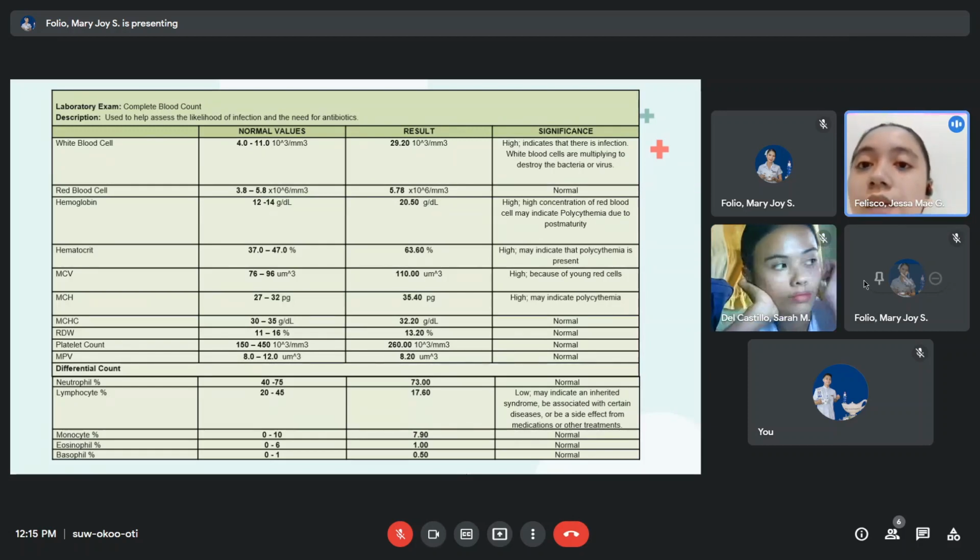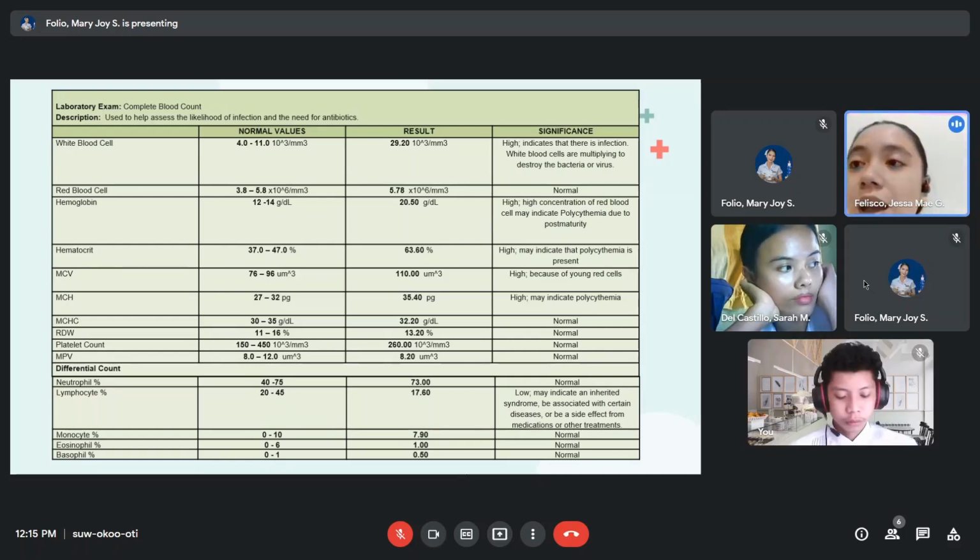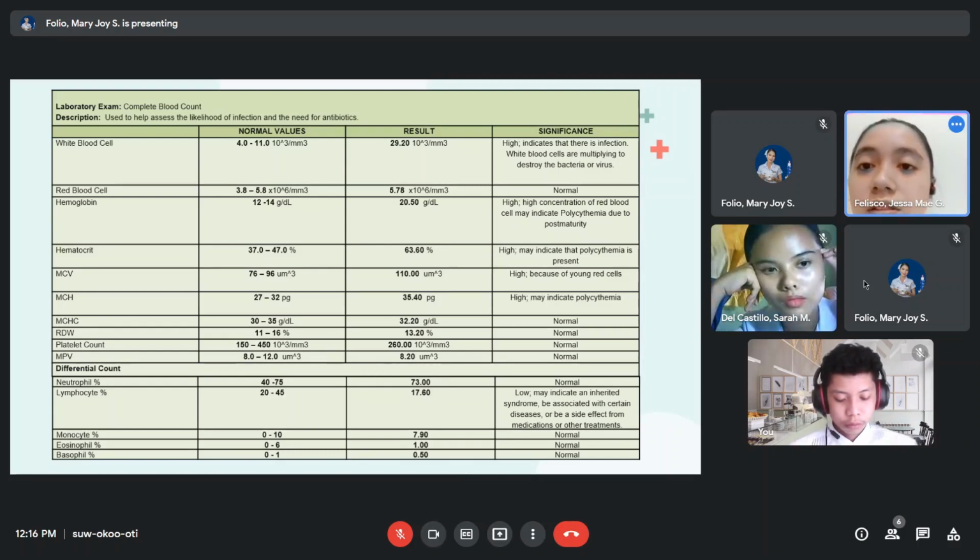Next we have the differential count. Neutrophils are normal, and the lymphocyte is low. The normal value is 20 to 45, and the result is 17.60. So it is low, and this may indicate an inherited syndrome and be associated with certain diseases, or be a side effect from medications or treatment. Monocytes, eosinophils, and basophils are all normal. Next slide, please.